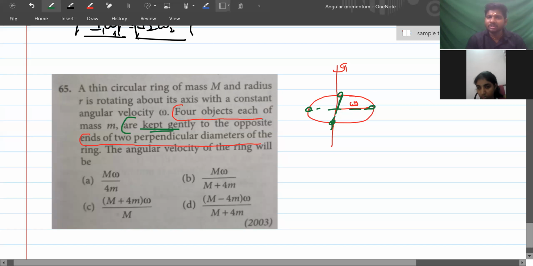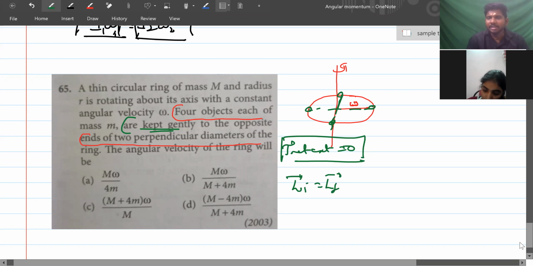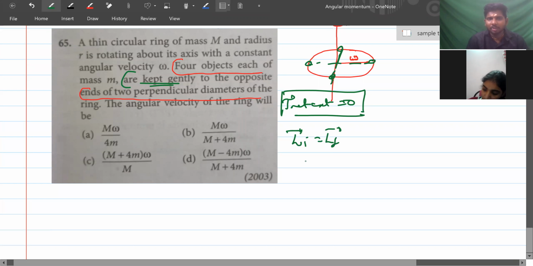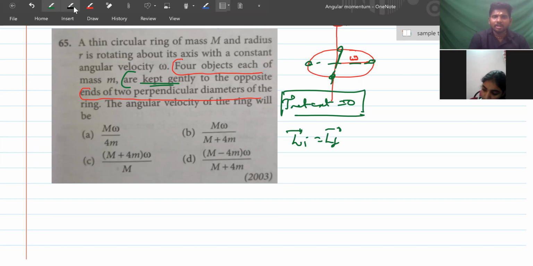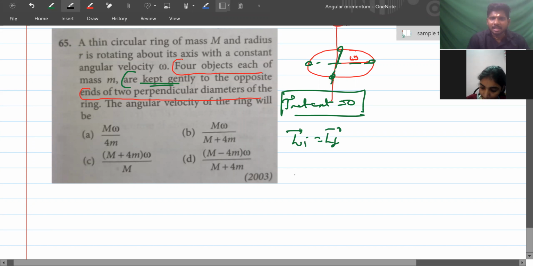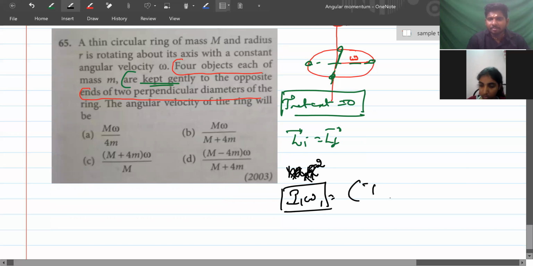In all such situations, gently keeping ensures that the net external torque is equal to how much? Zero. Okay. If the net external torque is zero, then angular momentum should be conserved. L initial is equal to L final. Initial angular momentum is I omega. The I here about its axis is MR square, the ring mass being capital M. So I1 omega 1, the initial angular momentum, is equal to the final angular momentum I2 omega 2.